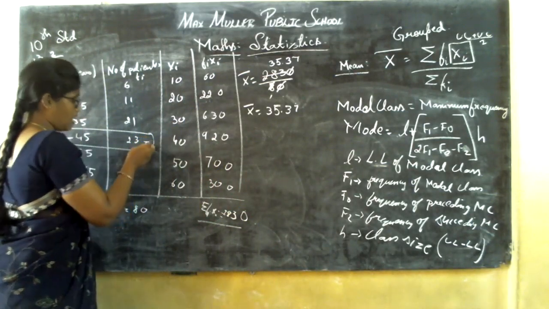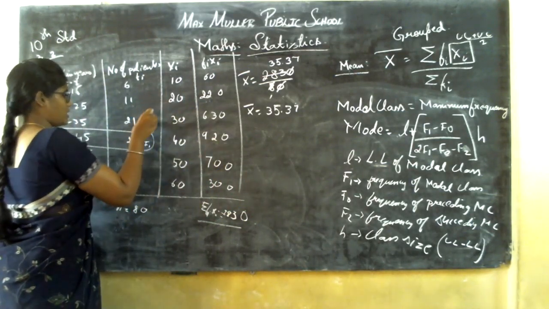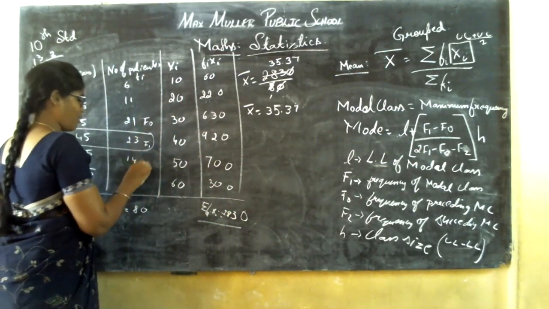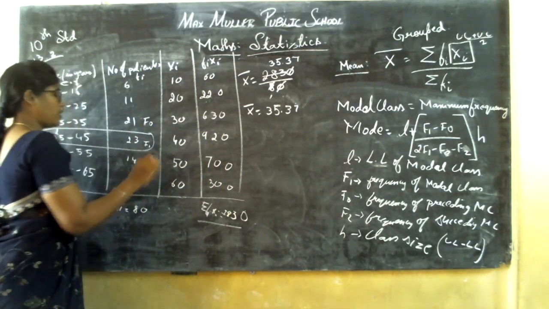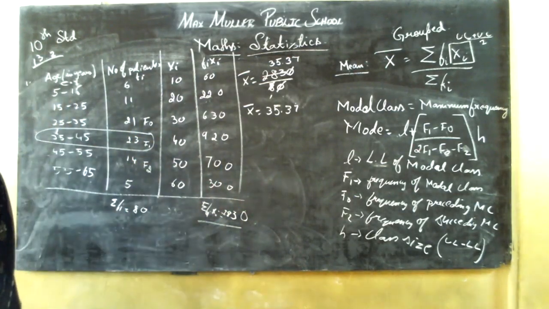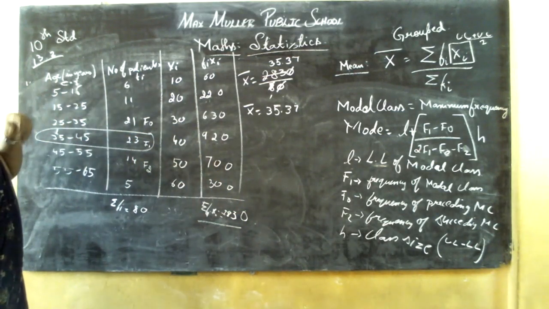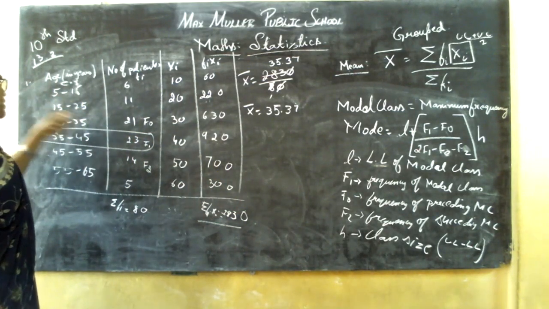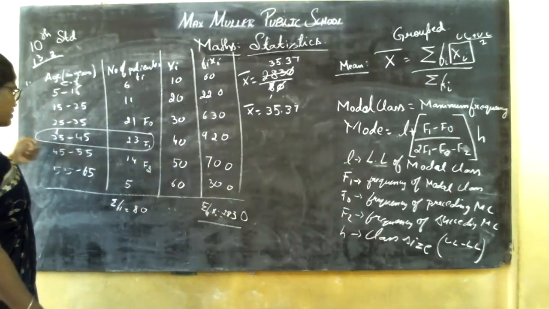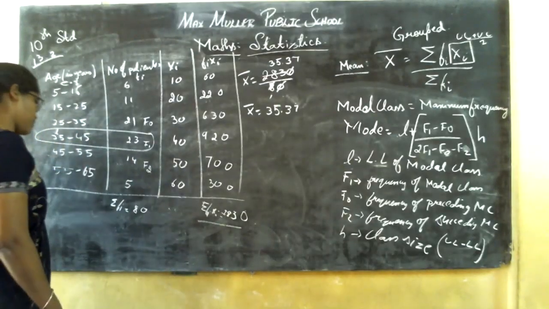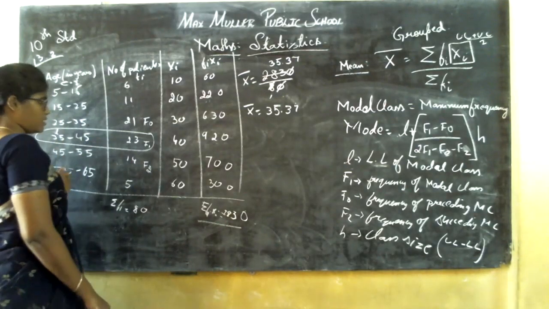That is F1. F1, it is F0. Below F1 you have F2. Okay. Then h, the difference. So 15 minus 5 is 10. 25 minus 15 is 10. 35 minus 25 is 10. 45 minus 35 is 10. 55 minus 45 is 10. 65 minus 55 is also 10.